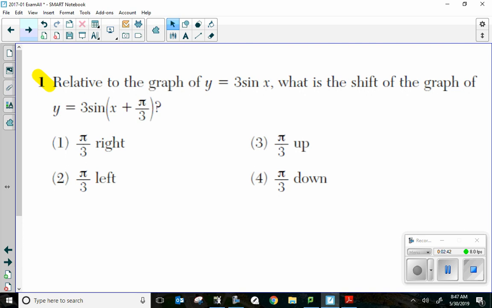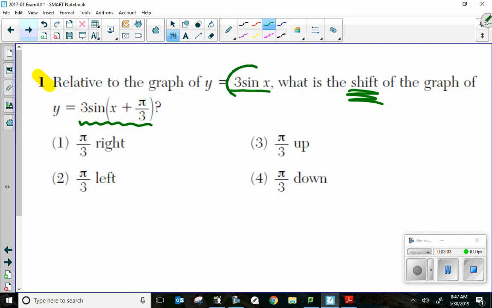All right. Number 1, this is yellow, so I would classify this as trig or exponentials, and this is obviously trig because we see the sine function. Relative to the graph of y equals 3 sine of x, what is the shift? Okay, the movement of the graph. So compared to this, what does this do?